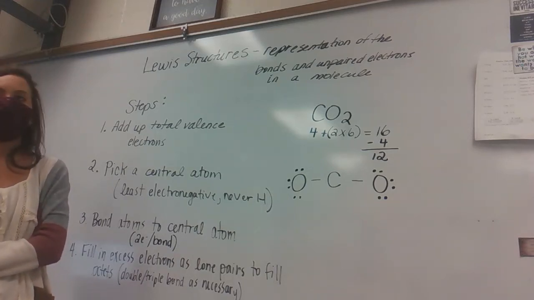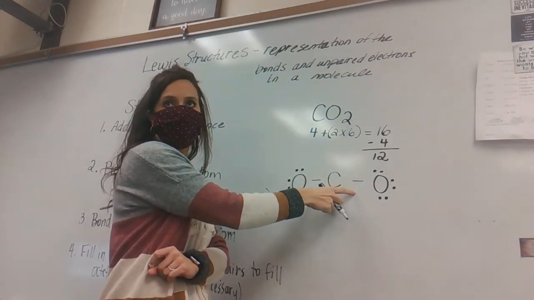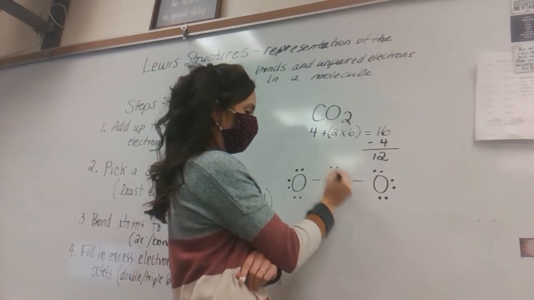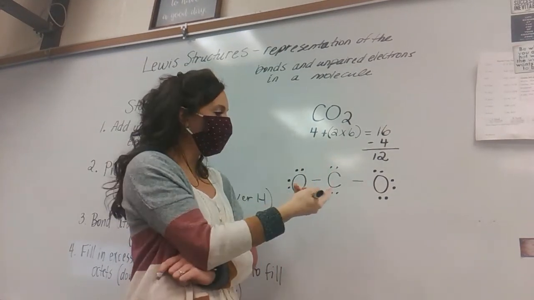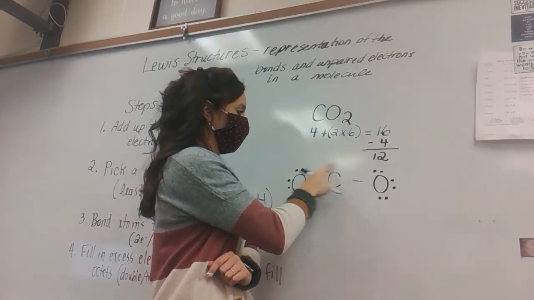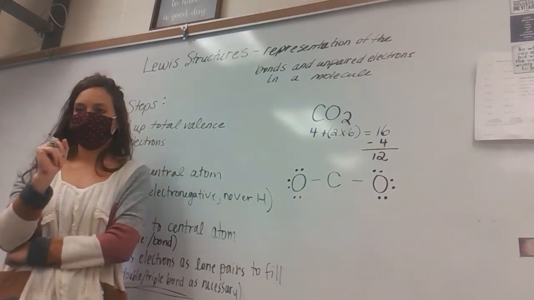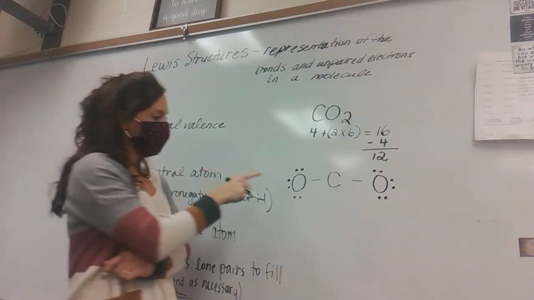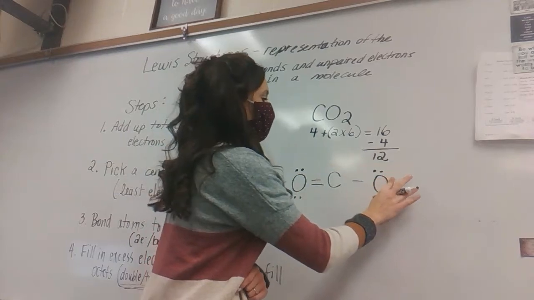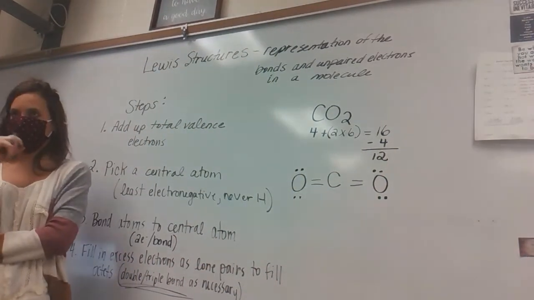Do I have all of my octets full? No. Carbon only has 4 electrons. Don't write this. Can I just do this? No, I don't have electrons to fill in. I don't have extras. That won't work. This is where double and triple bonding comes into play. At this point, I can take one of my lone pairs from each of my oxygens and move it into a double bond.